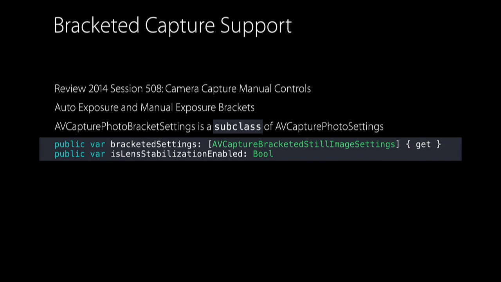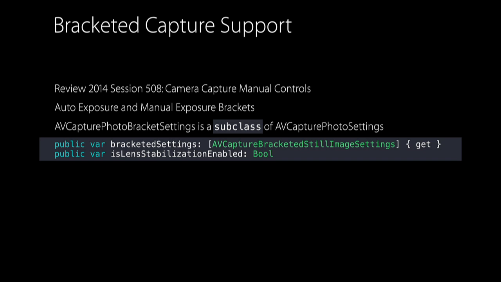When you create one of these, you specify an array of AVCaptureBracketedStillImageSettings. This is an existing object from the AVCaptureStillImageOutput days. You specify one of these per exposure, for instance, -2 EV, +2 EV, 0 EV. Also, if you're on an iPhone 6 Plus or 6s Plus, you can optionally enable lens stabilization using the isLensStabilizationEnabled property.